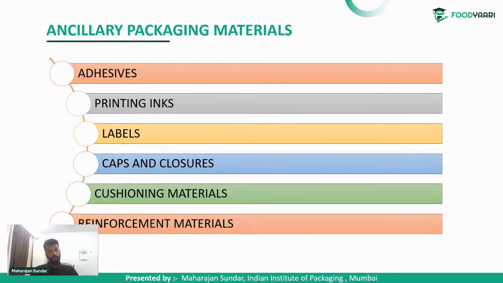And printing inks. Printing inks are one of the major important ancillary components, because these printing inks generally provide attraction to the customer. It helps the manufacturer to communicate with the consumer, retailer, or others in the supply chain. Labels, again, show the ingredients and contents of the products, and labels are of different types. That we will also discuss in the upcoming slides.